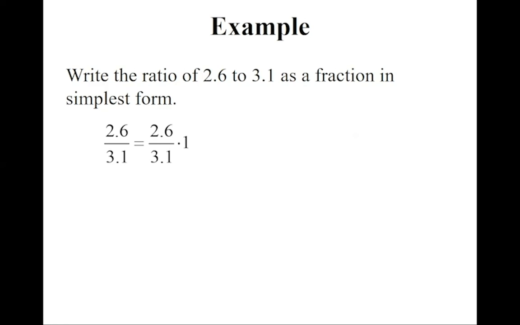So here we need to basically move the decimal points 1 to the right on the top and on the bottom. That's multiplying by 10 over 10. That'll give us 26 over 31. Or you can just think of it as moving the decimal point the same number of spaces on the top and on the bottom until you only have whole numbers. And then 26 over 31 does not reduce any further.